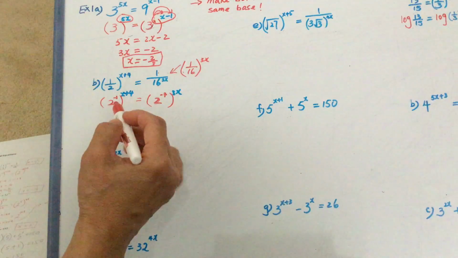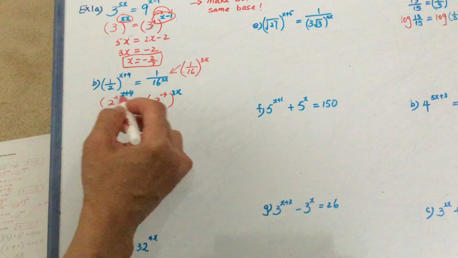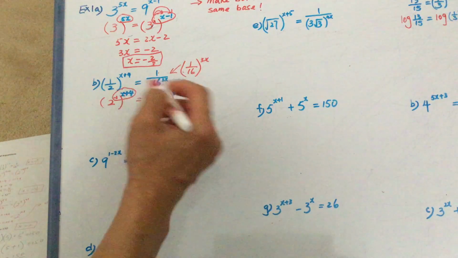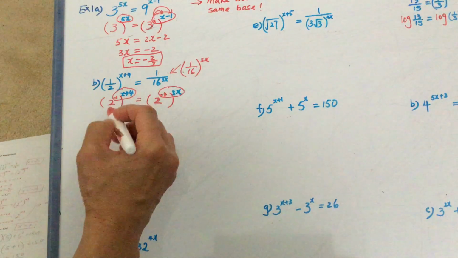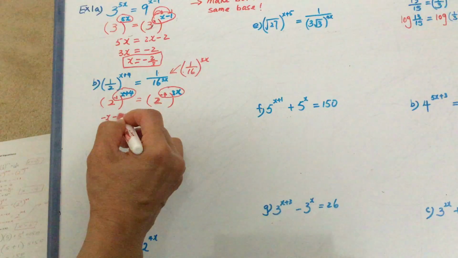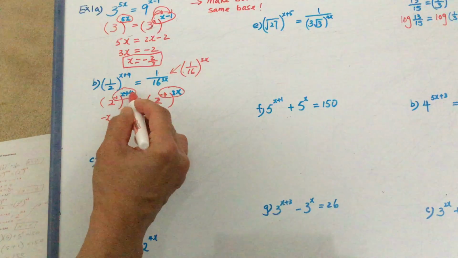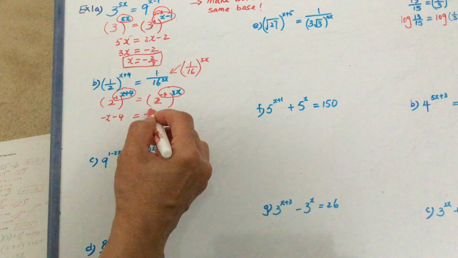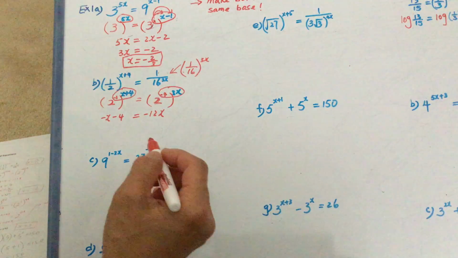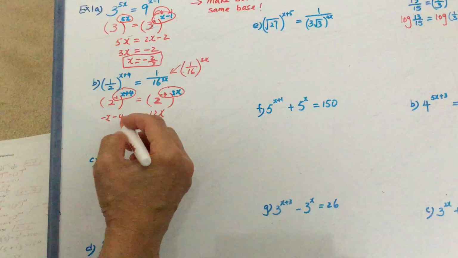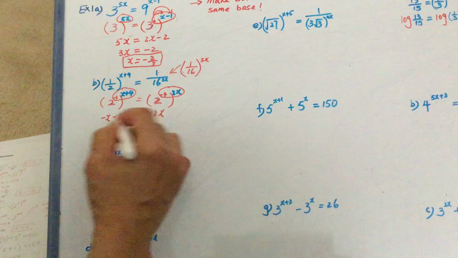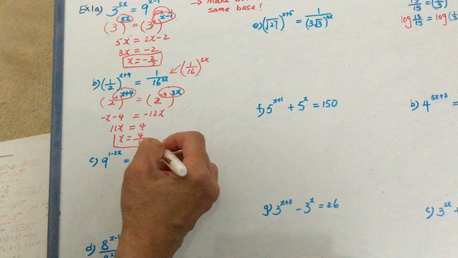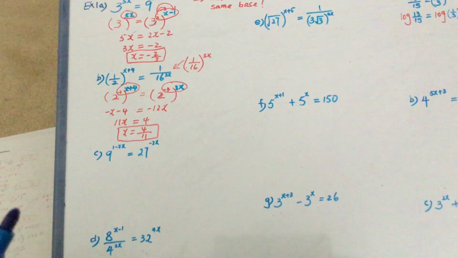Now with the same base, I can say that their exponents must be the same. Again, this exponent needs to be distributed. So now I can say negative x minus 4. When you distribute a negative 1 into x plus 4, you get negative x minus 4, equal to negative 4 times 3x, which gives you negative 12x. So here you will end up with 11x equal to 4 after you rearrange everything. So x must be equal to 4 over 11. This is the answer for B.